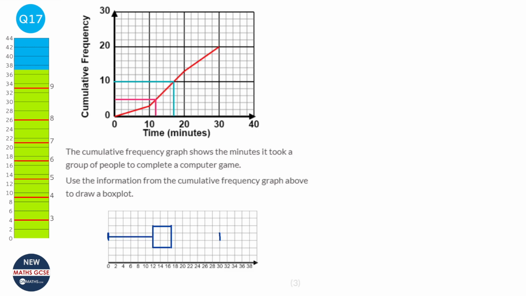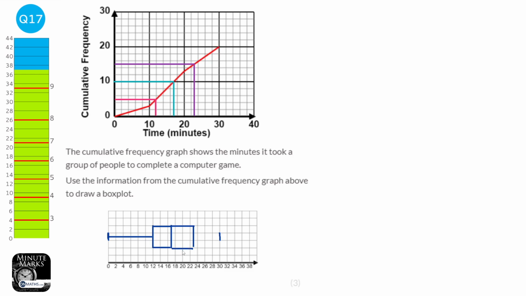And lastly, we need our upper quartile, and we do that by adding the 5 and the 10 together to make 15. So we're going to draw a line across from 15 and down, and that's 23. So a line up from 23. Try and get this as nicely as I can.